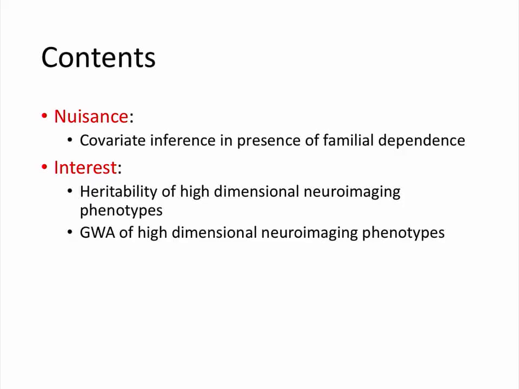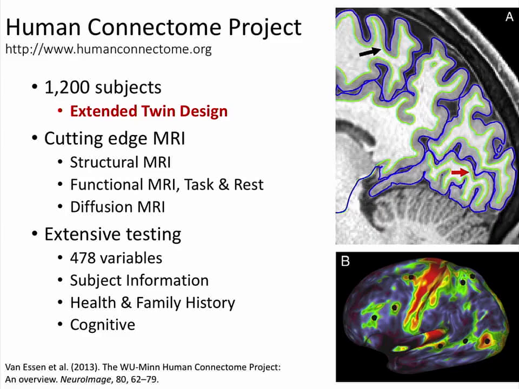Here's the content of my talk. In the first part, the familial dependence is considered a nuisance for the covariate inference. And in the second part of the talk, I'm going to describe how this familial dependency can be used to perform advanced analysis like heritability.